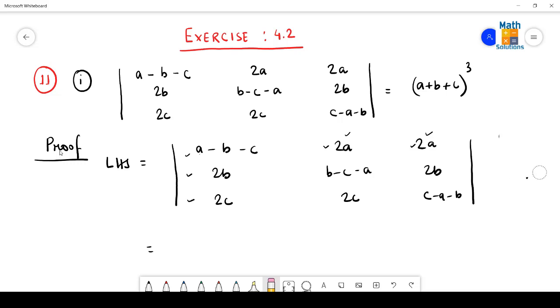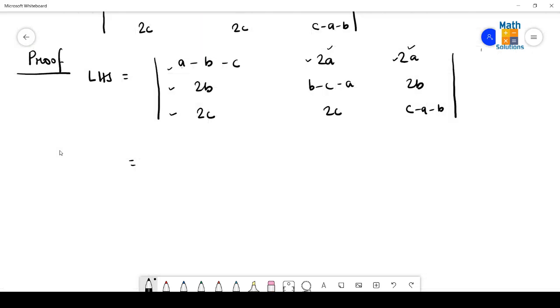So coming to step 2. In step 2 we shall replace R1 by R1 plus R2 plus R3. So in this case, let us check what do we get. Along the first row, the terms will be A plus B plus C. Here also it will be A plus B plus C, and in this case also it is A plus B plus C. So the remaining rows will remain as it is.